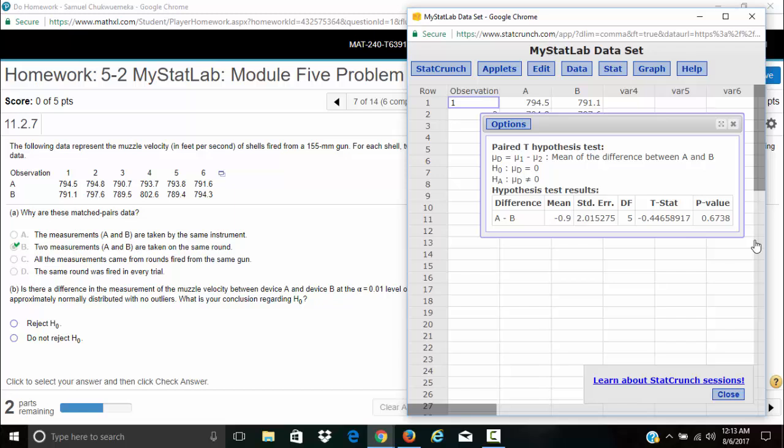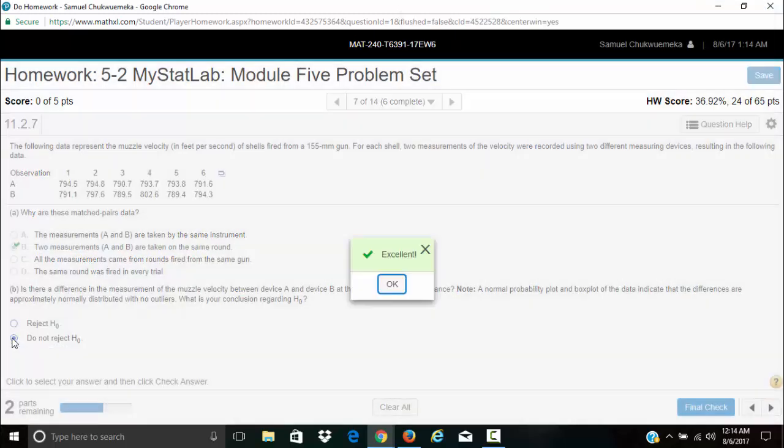If you're using the p-value approach, if the p-value is less than or equal to the level of significance, reject the null hypothesis. I repeat, if the p-value is less than or equal to the level of significance, reject the null hypothesis. If the p-value is greater than the level of significance, then do not reject the null hypothesis. If you look at this here, the p-value is 0.6738. It is greater than the level of significance, 0.01. So do not reject the null.